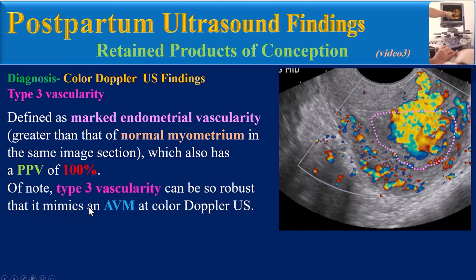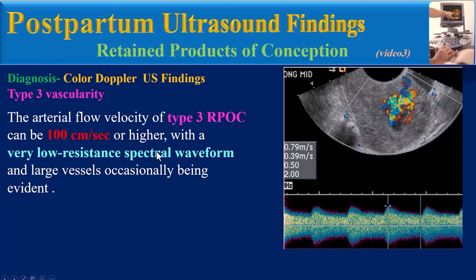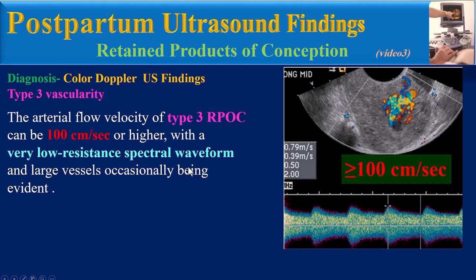Of note, type 3 vascularity can be so robust that it mimics an arteriovenous malformation at color Doppler ultrasound. The arterial flow velocity of type 3 RPOC can be 100 cm per second or higher, with a very low resistance spectral waveform and large vessels occasionally being evident.